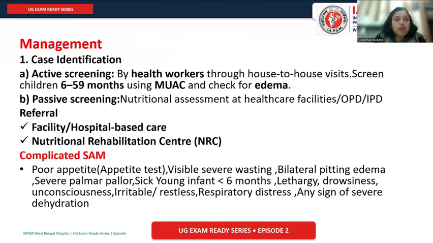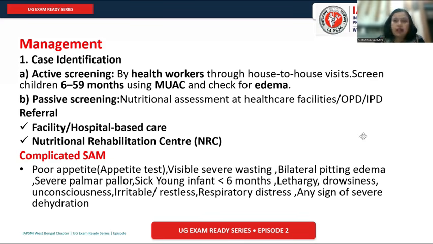As far as management is concerned, first we have to do the diagnosis, where it can be done by active screening by health workers, ASHAs going house to house, and staff of NRCs who go house to house and screen children between 6 to 59 months using a MUAC card and check for edema. It is usually done once in 15 days or so. According to routine, active screening is done.